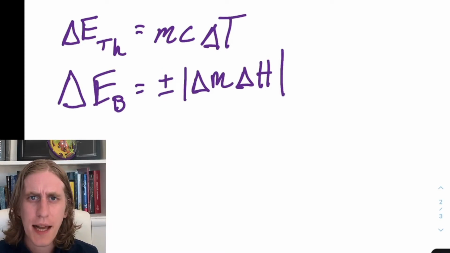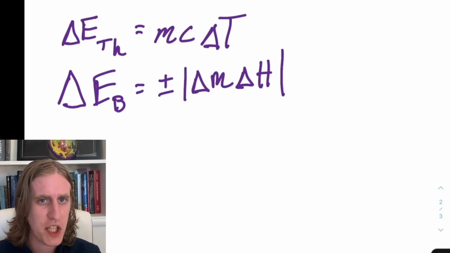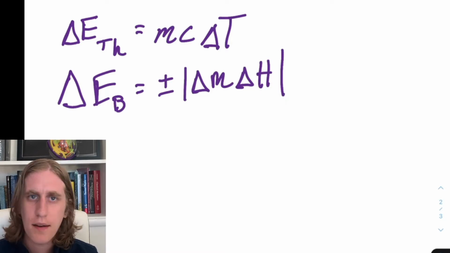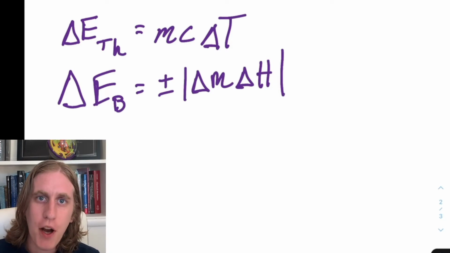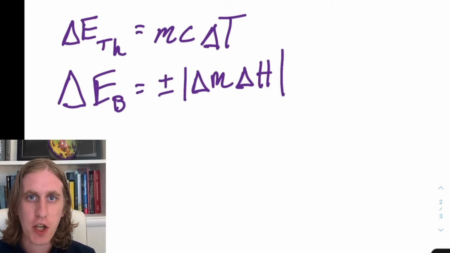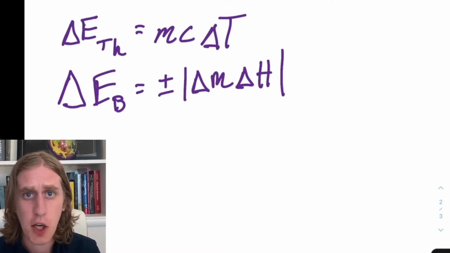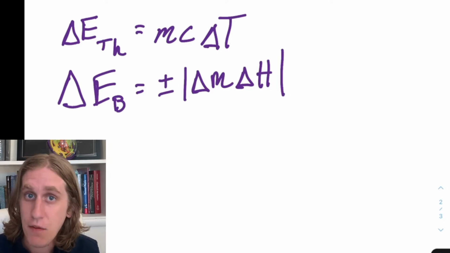But what are delta M and delta H? Well, in the thermal energy equation, we just had a mass. We didn't have a delta mass or anything like that. But here we have a delta M. Why is that? The reason is just that it's possible for only part of your substance to go through a phase change. It's possible, for example, for only half of your substance to go through a phase change. Your ice cube might only melt halfway, or your steam might only half turn into water.